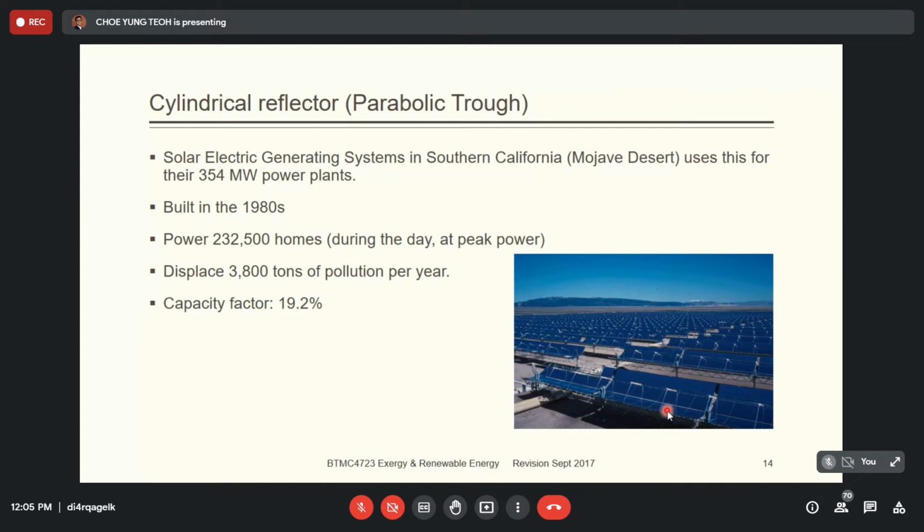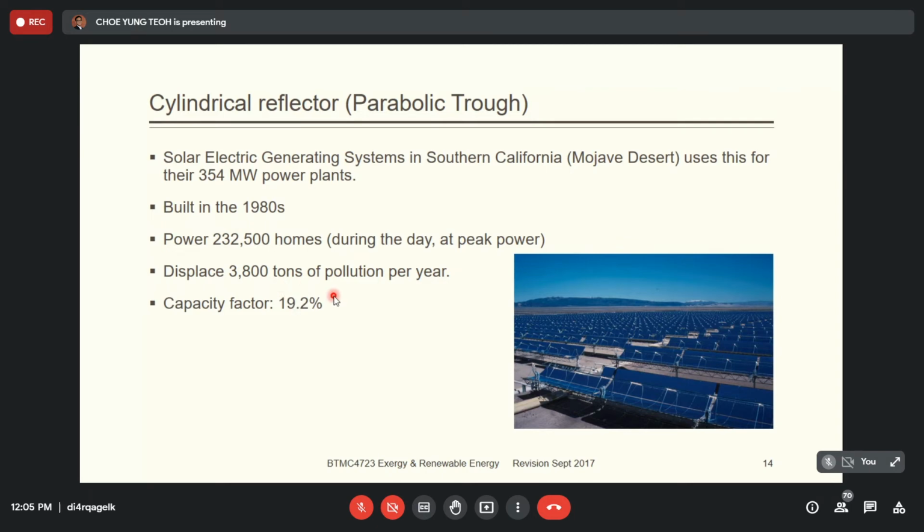Okay, then I said this is a renewable energy power plant, but I use natural gas, which contributes 25% of the input. So what do you think, is that really clean energy? Am I really displacing 3,800 tons of pollution per year?